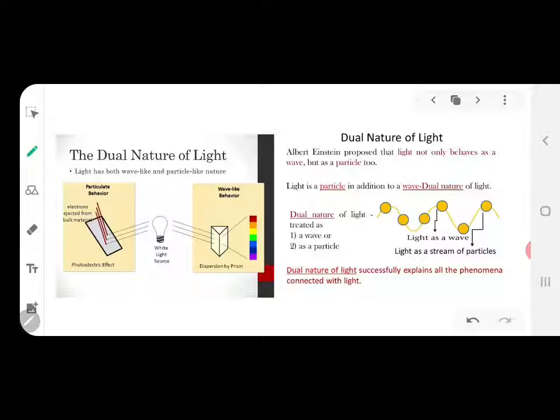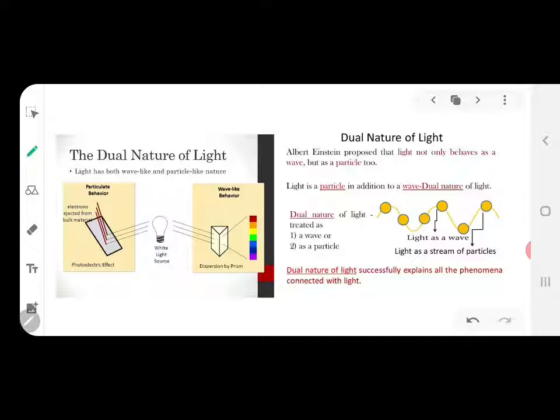In vacuum or air, light travels with an extraordinarily high speed, that is 3 × 10^8 meters per second. Our common experience about light is that light travels in straight lines. The simple fact that a small source of light casting a sharp shadow of an opaque object points to the straight line path of light, or rectilinear propagation of light.